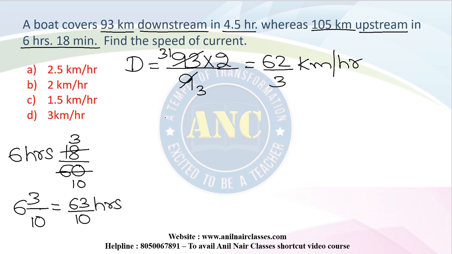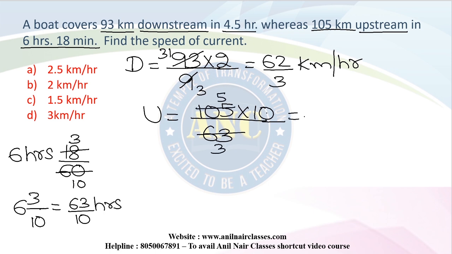So upstream speed U is nothing but distance upstream, 105 kilometers given in the question, and time is 63 by 10. 63 write it here, 10 write it above. So if I further simplify this, this is 21 into 5, and 21 into 3, 5 into 10 is 50, so 50 divided by 3 kilometers per hour. And what they are asking in the question is, find the speed of water current.